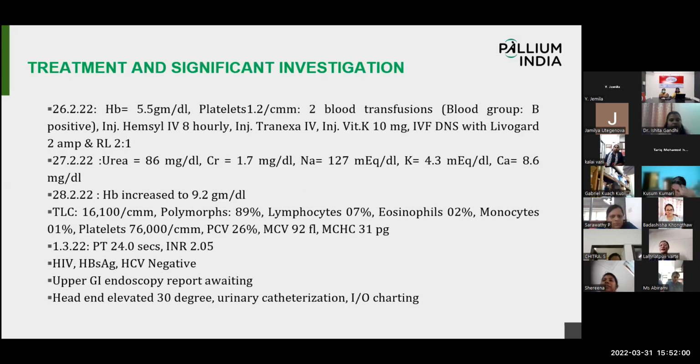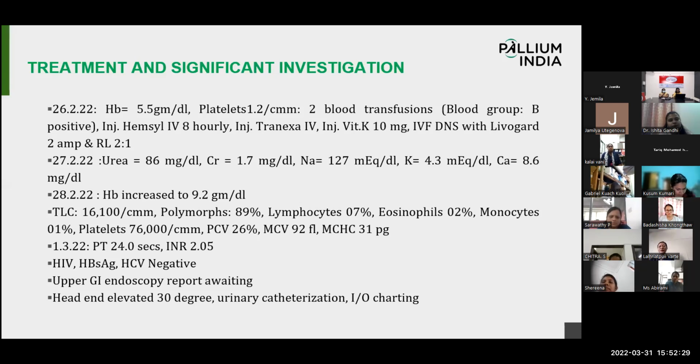TLC was high, and polymorphs were also high, and lymphocytes were reduced. Then PT and INR were also high. HIV, hepatitis B and C were negative, and the upper GI endoscopy report was awaited at the time I submitted this, but the report was reflux esophagitis and chronic erosive gastritis.